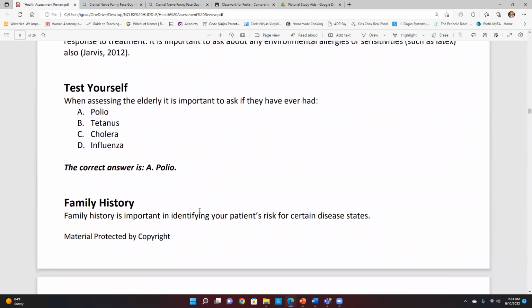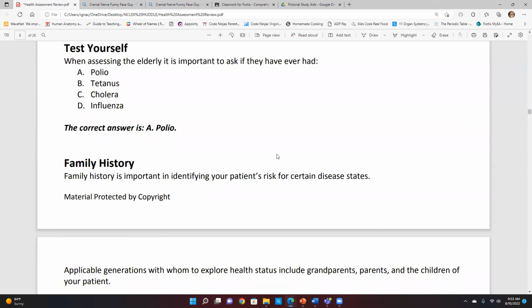Okay, so when assessing your elderly, it's important to ask if they've ever had polio, right? Because we know that your elderly patients are more likely to have had polio because maybe they were alive before the vaccine or they were not receiving the vaccine as children, right? So it's important to ask that elderly patient. And also because polio is a musculoskeletal issue and maybe they have assistive devices or they have impairments to their mobility because of polio. Okay.